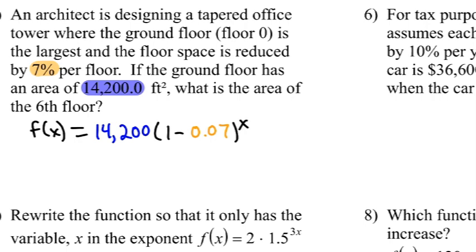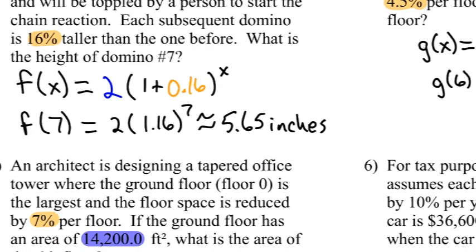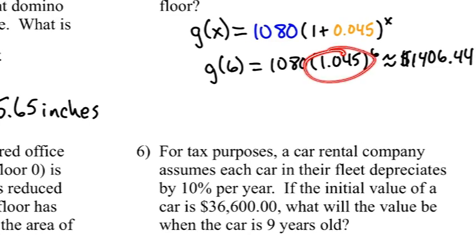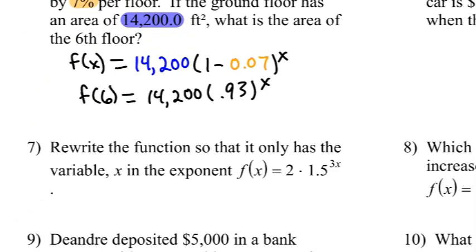And we're raising that to the x power. And so in this case, we're looking at the 6th floor, 14,200. And that's going to be 0.93 when we subtract 0.07 from 1. Notice that because it's a percent decrease, it's a reduction, this is less than 1. Here, it's an increase, it's greater than 1. Here, an increase, also greater than 1. And that is always going to be the case.